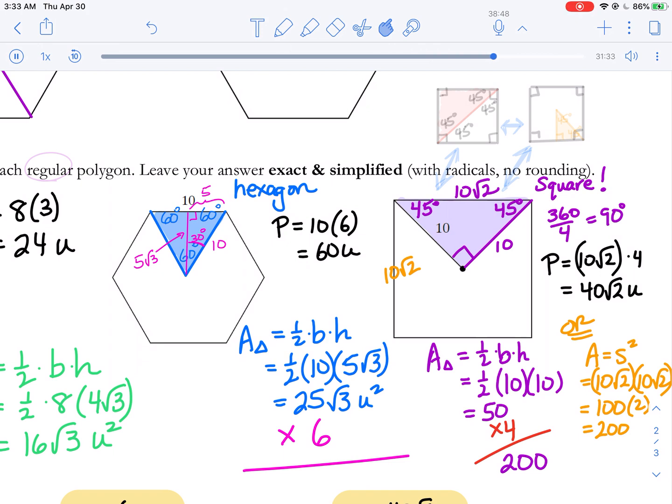Okay, but squares you can always break up into 45, 45, 90s. Now, just another comment about squares. Let's draw another square here.